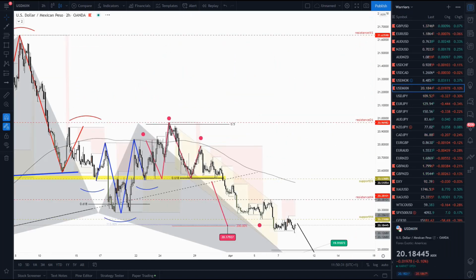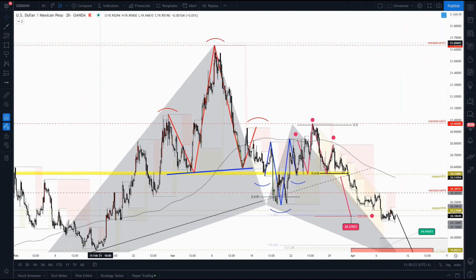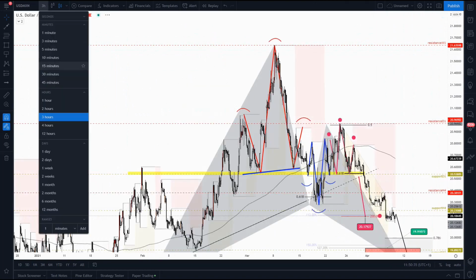The Mexican peso, as I shared yesterday, also. Let's increase this time frame.